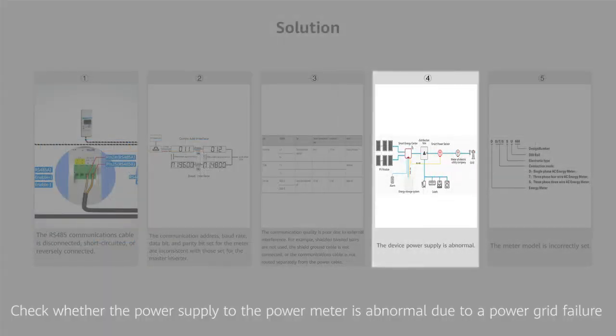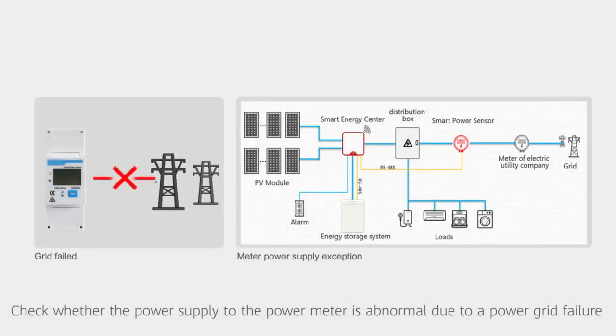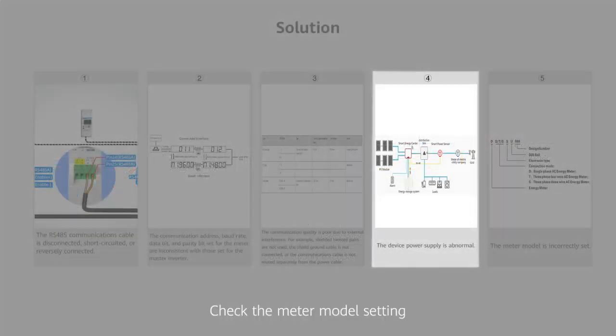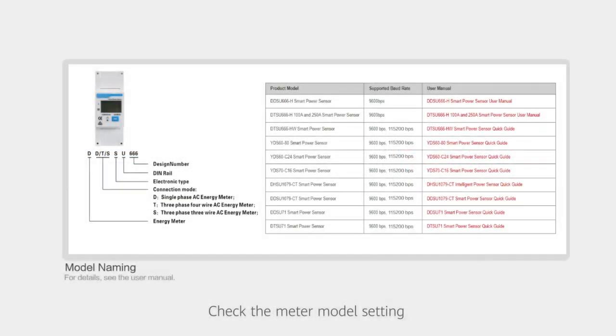Check whether the power supply to the power meter is abnormal due to a power grid failure. Check the meter model setting. If the fault persists, contact technical support to replace the device with a spare part.